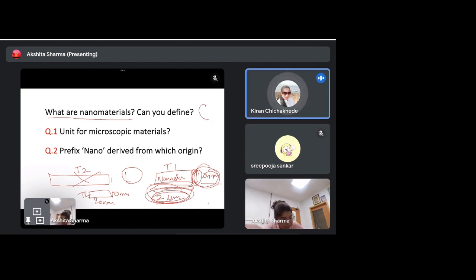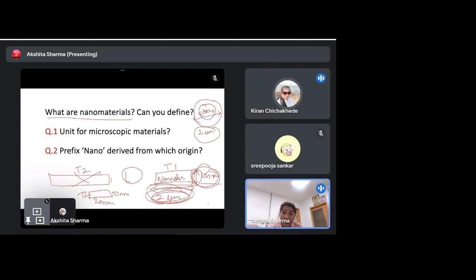Now tell me, if I have a sphere of, let's say, 20 nanometer diameter and also a coating of, let's say, 2 micrometer. Is it still a nanomaterial? Stick to the definition and you will know the answer.